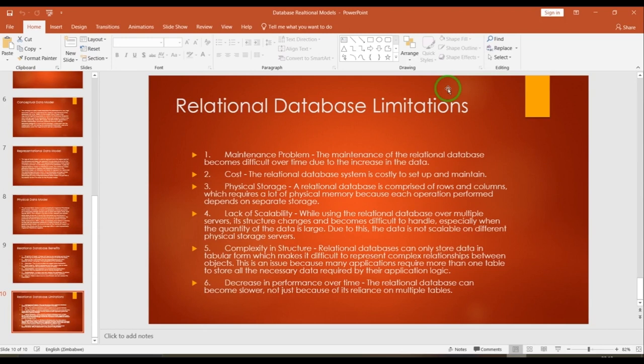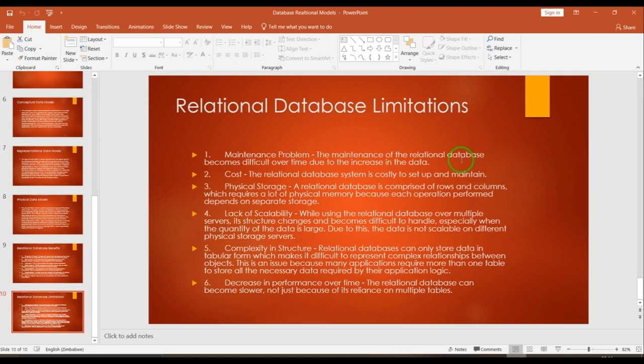Then finally, lastly, decrease in performance over time. What does that mean? Decrease in performance over time. The relational database can become slower, not just because of its reliance on multiple tables. So these are the limitations of the relational database.